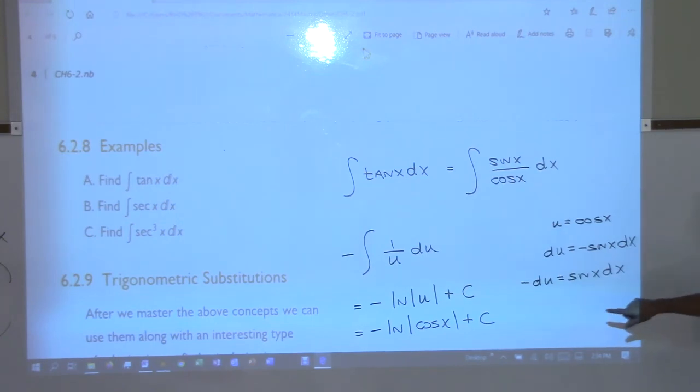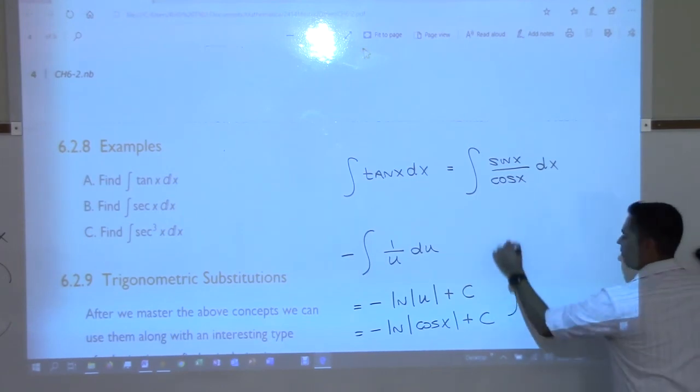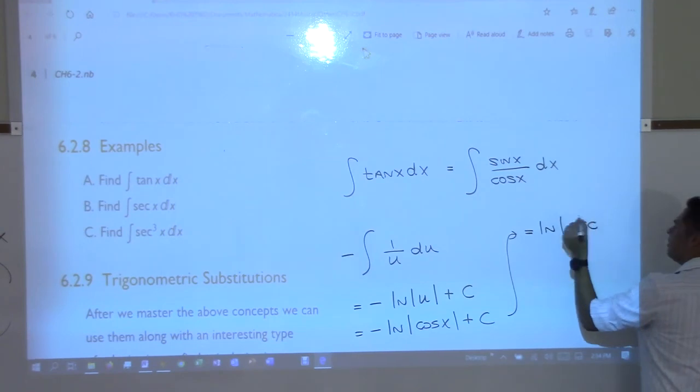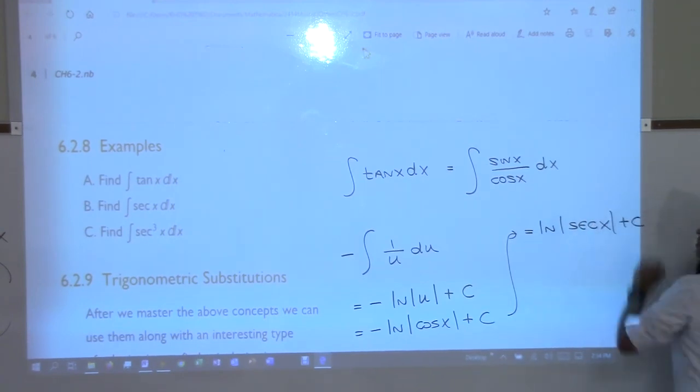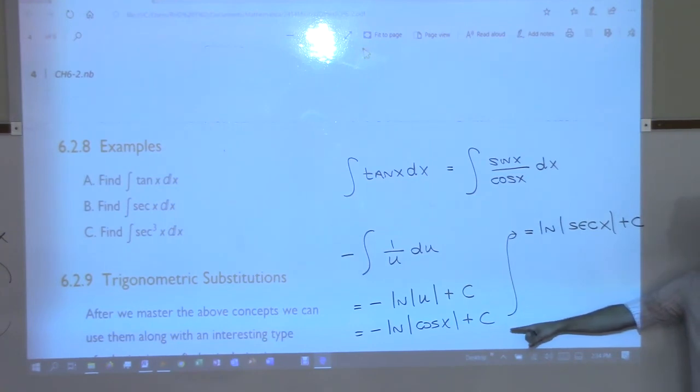So someone look on the formula sheet, it says the antiderivative of tangent. Tell me what it says. ln secant of u. I'm going to use x because we're using x. They're saying this. We said this. What happened?